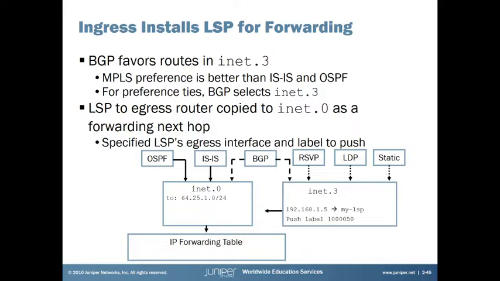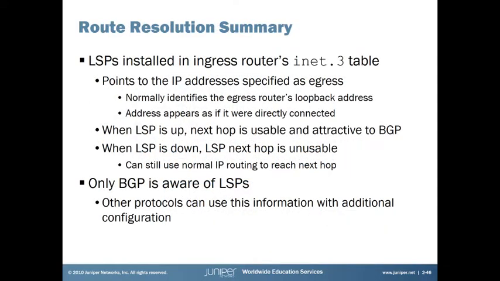Okay, so just a bit of recap here of how all this is working. What I'd like to do is get in and actually do the lab on this. This is the summary on route resolution here. So when our LSP is up, our LSP will be used. If our LSP is down, then our IGPs can be used. Our IGP next hops can be used.